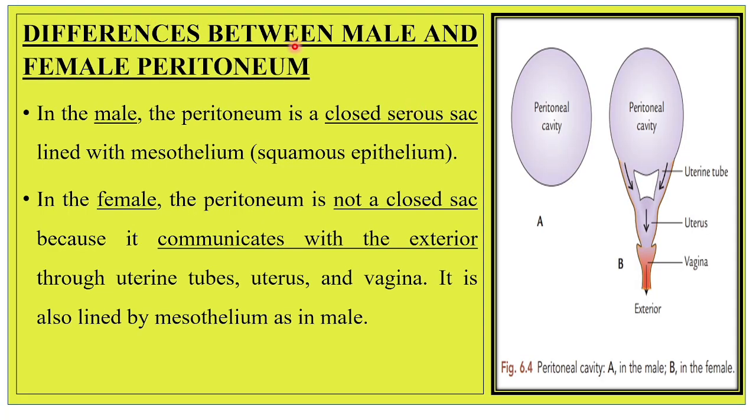And what are the differences between the genders, that is the male and female peritoneum? In the male, the peritoneum is a closed serous sac lined with the mesothelium, that is the squamous epithelium. In the female, the peritoneum is not a closed sac because it communicates with the exterior through the uterine tubes, uterus, and vagina. The female peritoneum is also lined by the mesothelium, that is the squamous epithelium, as in males.